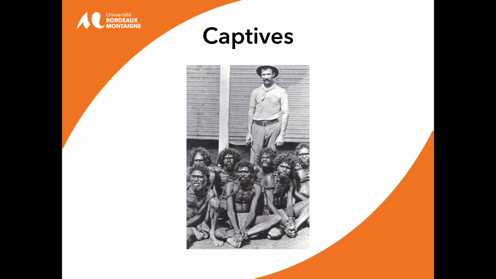So very soon the Aborigines were no longer free to go wherever they wanted. The map I showed you represents quite important distances to be traveled by foot, and they were really a semi-nomadic people. And so you see here an image of them being held captive.